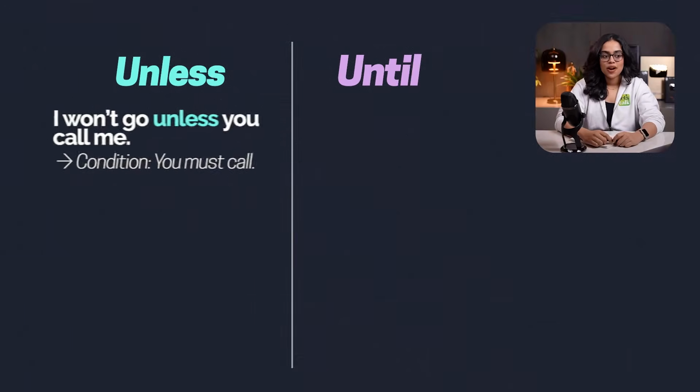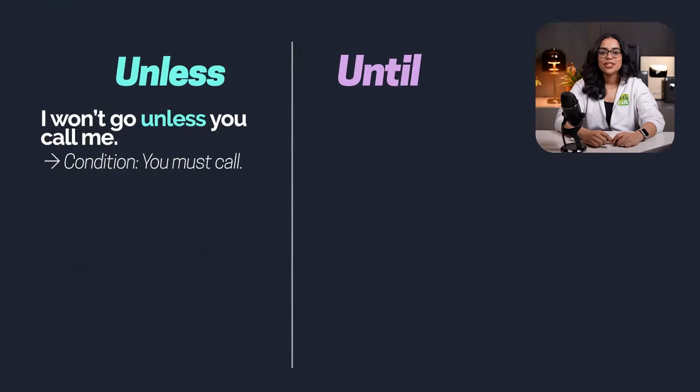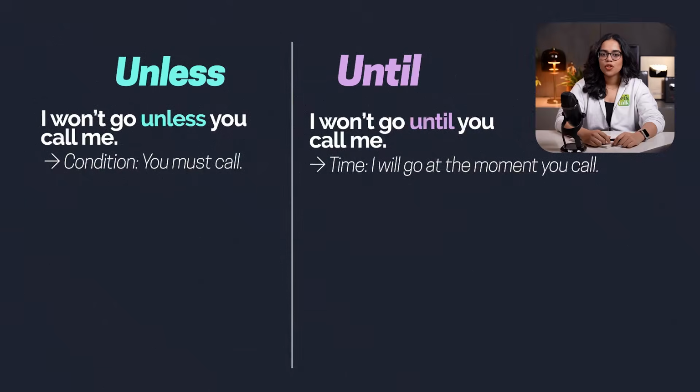Now let's quickly compare unless and until so that it becomes more clear for you. I won't go unless you call me. So this is a condition: you must call. I won't go until you call me. Now this refers to time. I will go at the moment you call me.